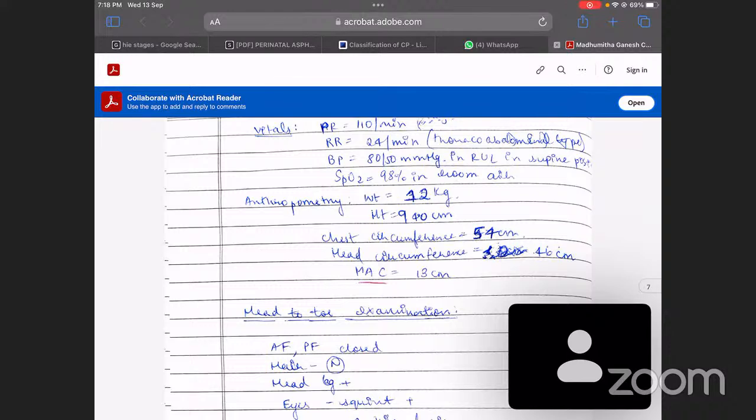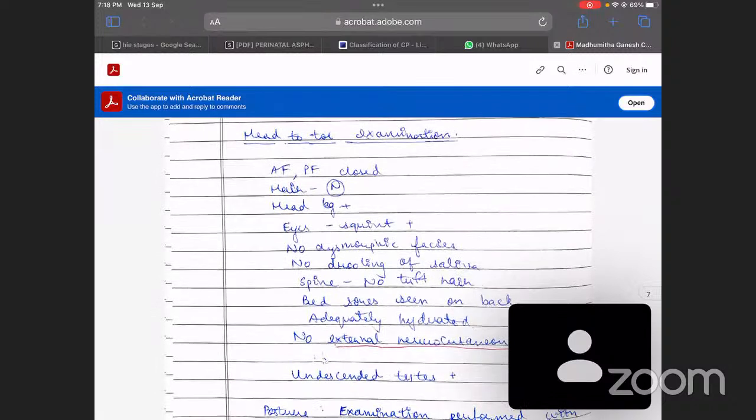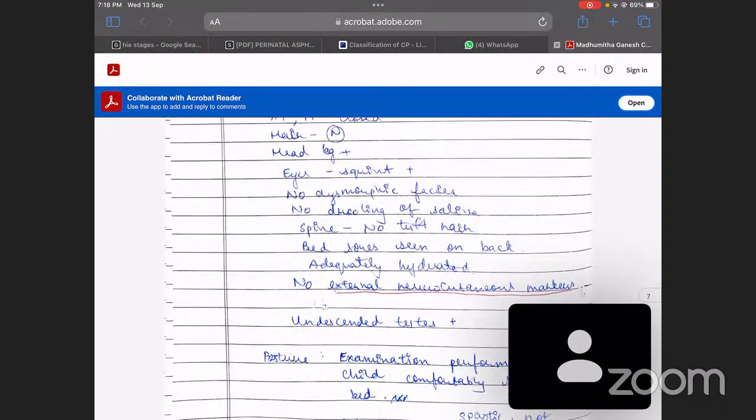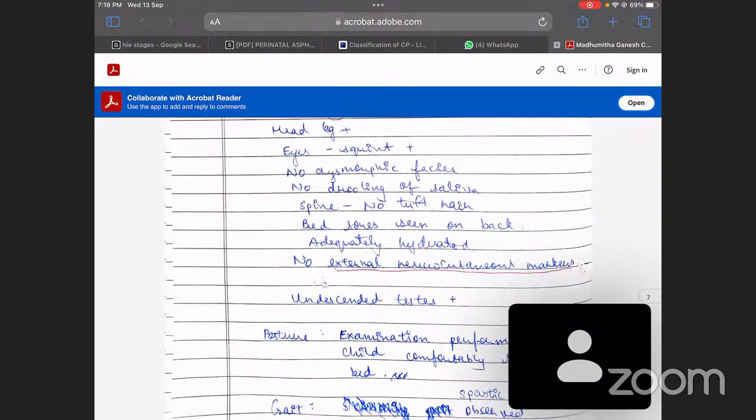Well, tell me about the head-to-toe examination. Any relevant findings, quickly. We don't have much time. Yes, sir. Relevant findings in head-to-toe examination: head lag is positive, squint is positive, but we are not sure if it's divergent or convergent squint. We weren't able to see that. There are no dysmorphic faces or external neurocutaneous markers.